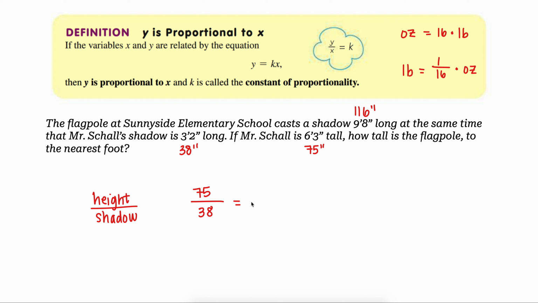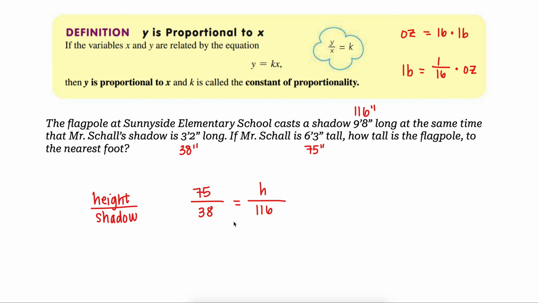The flagpole, we do not know its height, so you can use a variable there. If you want to use H for height or T for tall, whatever makes you happy. I'll use an H for height. We don't know that, but we know that its shadow is 116 inches long. In this case, the constant of proportionality would be 75 divided by 38.